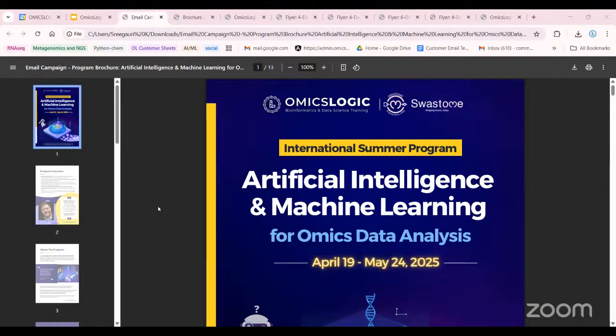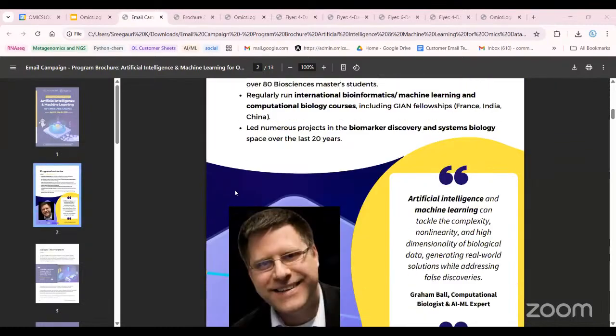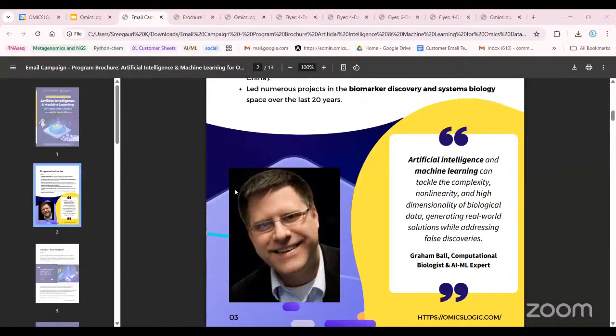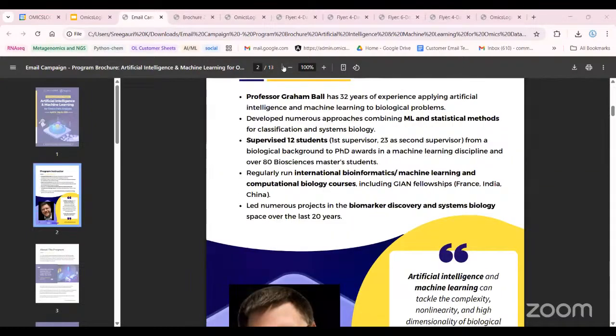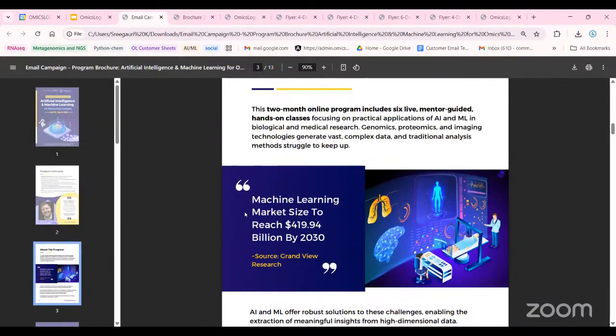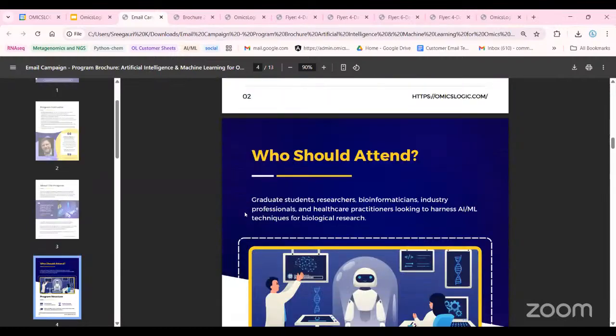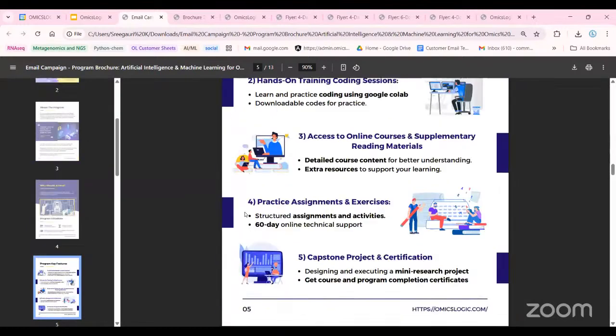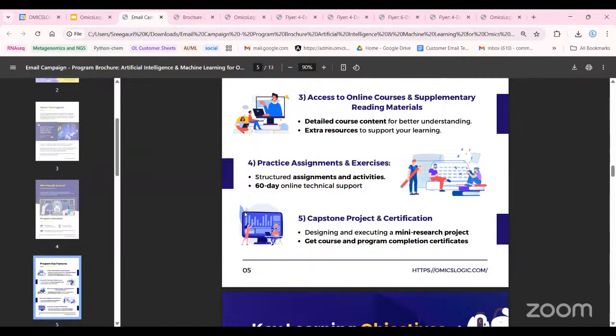So this Saturday, we are having an international summer program on AI and ML for omics data analysis, and it will be taught by Professor Graham. And he is an expert with over 32 years of experience in guiding students on working on AI and ML projects and on omics. And it will be conducted over weekends on Saturdays. And there will also be a capstone project opportunity towards the end of the program.